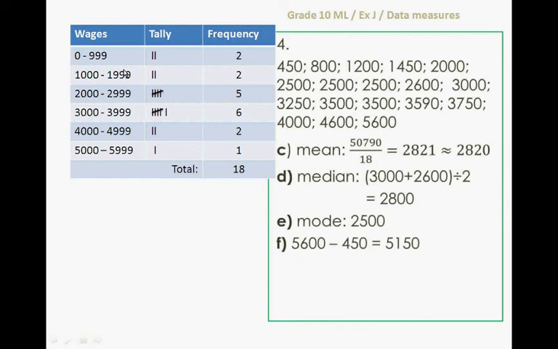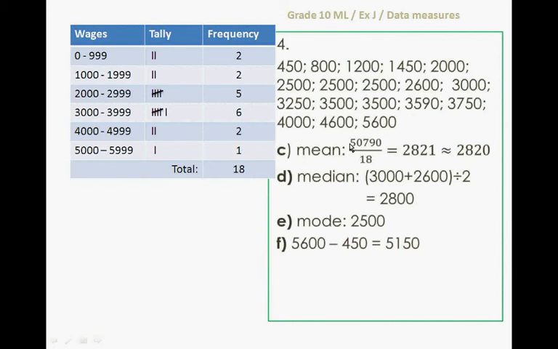And lastly, the wages. This is the tally table. Two occurrences in the extremities between 0 and 999. Between 1,000 and 1,999 is 2. Between 2,000 and 2,999 is 5. Between 3,000 and 3,999 is 6. Between 4,000 and 4,999 is 2. And between 5,000 and 5,999 is 1. This is the data from small to big.